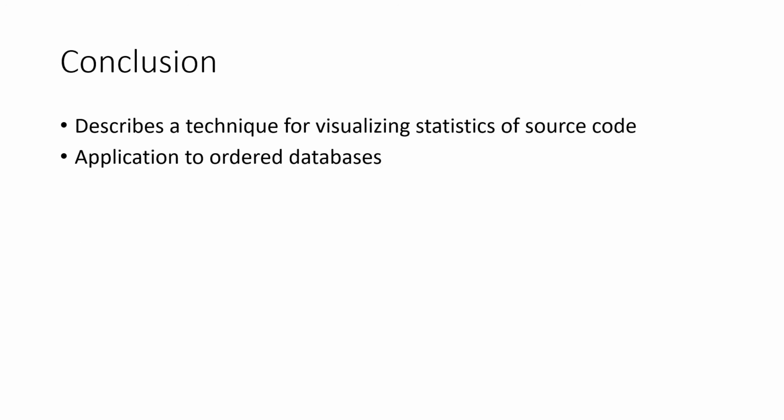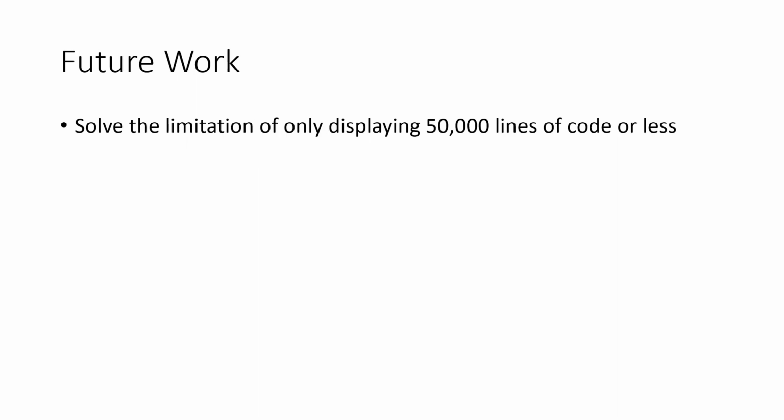In conclusion, this paper describes a technique for visualizing stats associated with source code. CSoft is also valuable as an application to ordered databases. This is an easy use of visualization and is valuable to all personnel when working on large software systems. Future work could involve addressing the limitation of being unable to display more than 50,000 lines of code simultaneously.